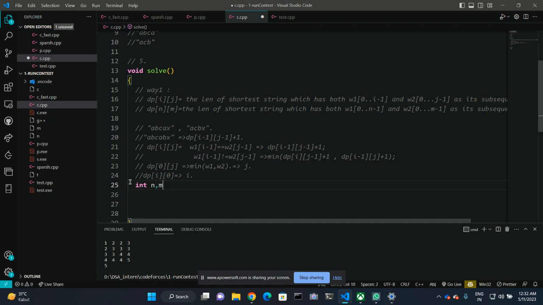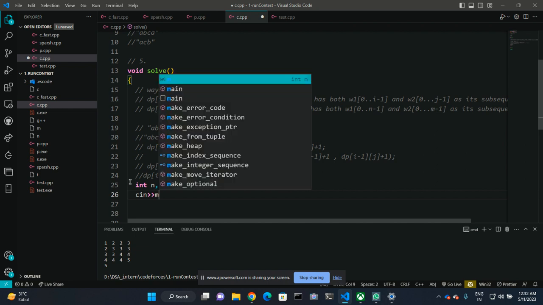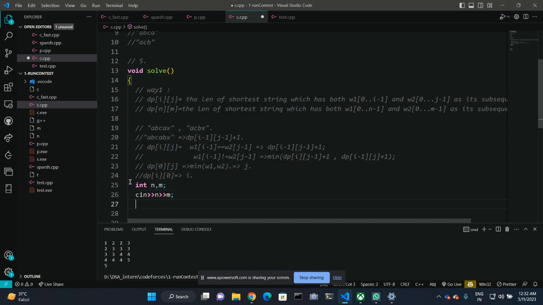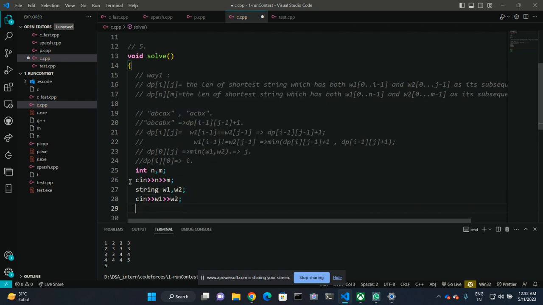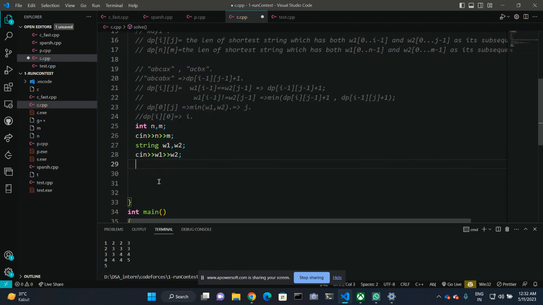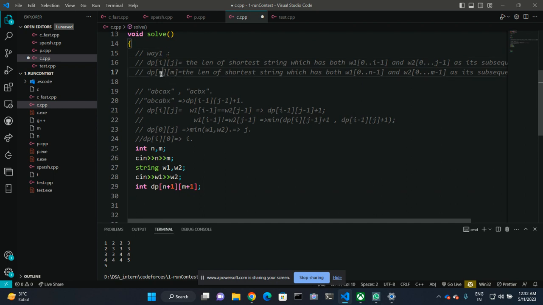So first I input, and then the length of the two strings in W1, W2. Our dp table is n plus 1 size by n plus 1 size. Why n plus 1? Because this is our answer: dp of n, the first n characters of W1 and the first n characters of W2. So to handle dp of n, the size will be n plus 1, right? Because it is zero based index.